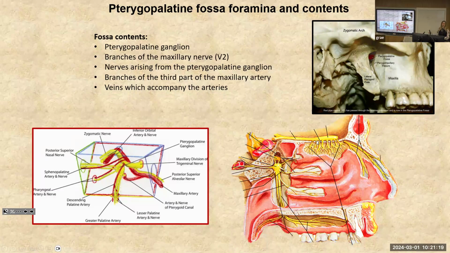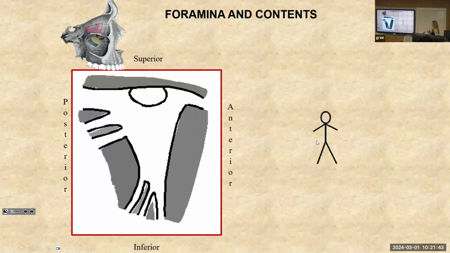All right. So this is another figure that shows you the main point of this fossa: it communicates with so many other spaces of the head. All of these little nerves are going through foramina, so they have access to these spaces. I'll just keep going, and I have a cartoon drawing. I know this is silly, but it helps. This is a complicated area. If you don't like it, just write it in my evaluations and I'll change it. But I think this might help.